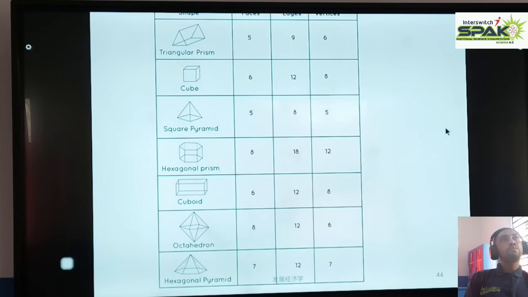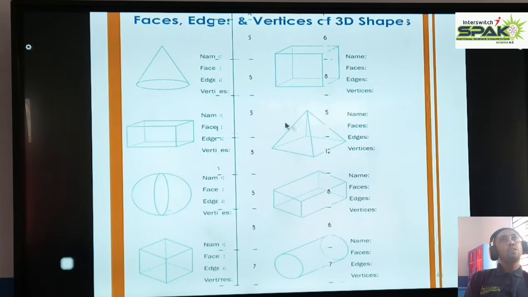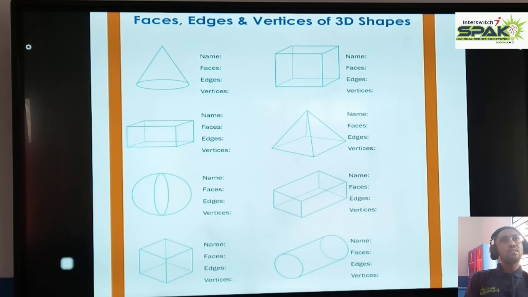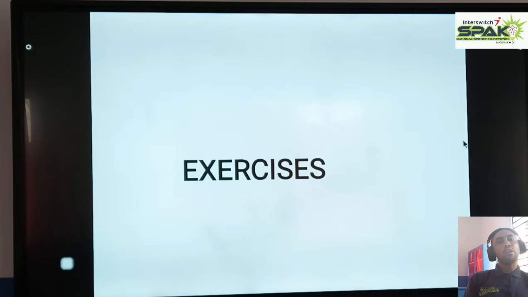I will now give it to you as viewers to go and find the name of this shape, number of faces, number of edges, and number of vertices. Ditto to this and everything here. Give their names, give their number of faces, give their number of edges, and also give their number of vertices. Alright, so here now, we move to exercises.